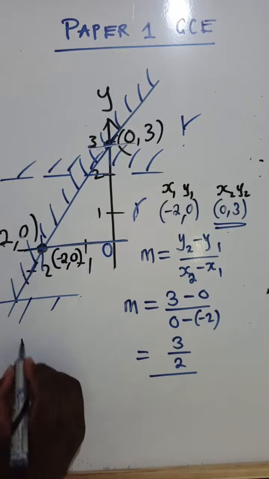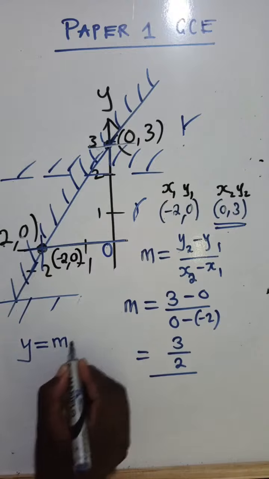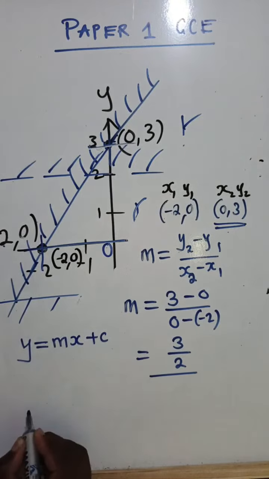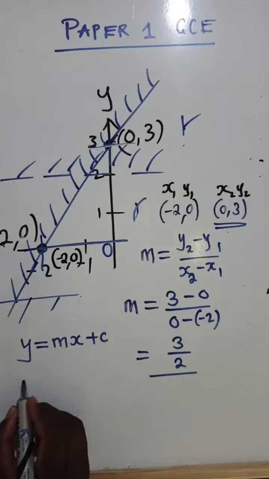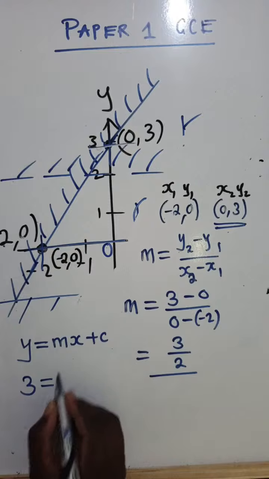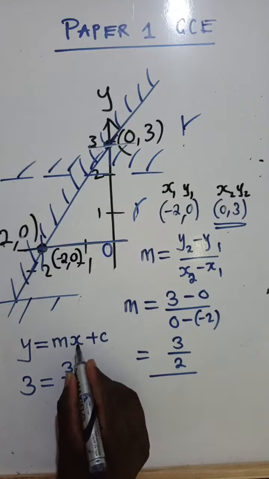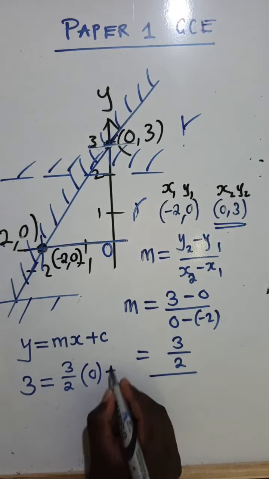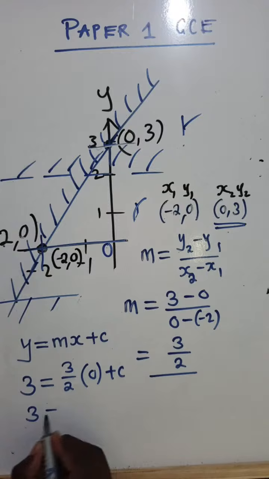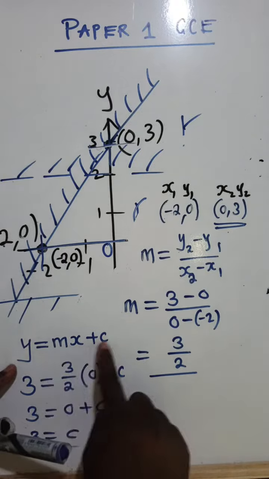So I'll use the formula for finding the equation of a straight line, which is y is equal to mx plus c. What is my y? Here, y is a 3. This is the y-axis. Is equal to, what is my m? I found my m to be 3 over 2. What is my x? It's a 0, plus c. So this will give me that the value of c is equal to 3. Once you get this value of c, you come back to this point.